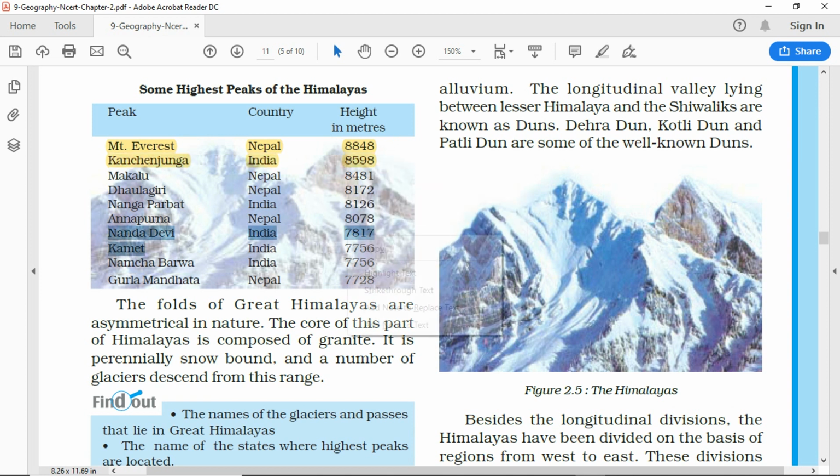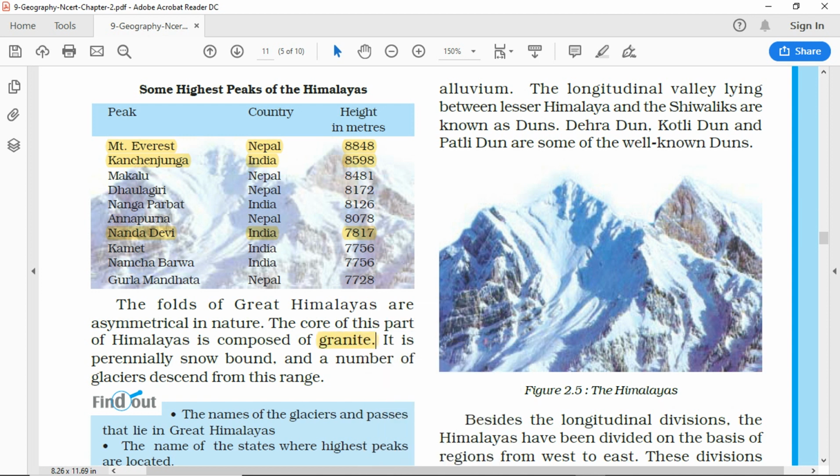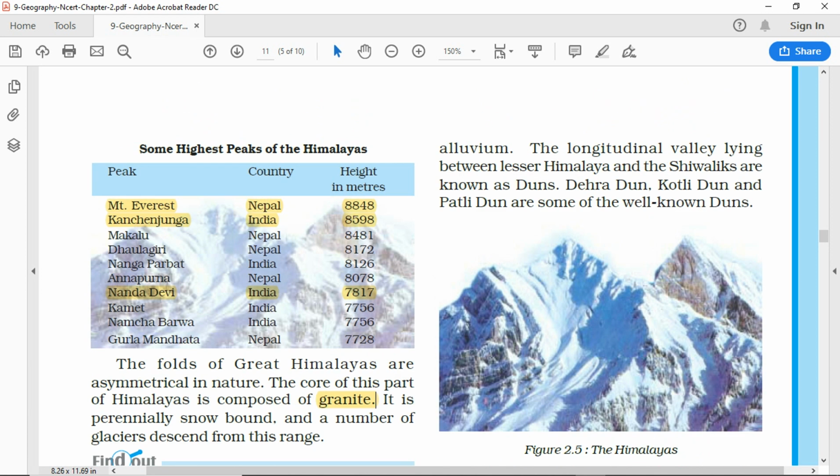The folds of Great Himalayas are asymmetrical in nature. The core of this part of Himalayas is composed of granite. It is perennially snow-bound, and a number of glaciers descend from this range. Alluvium. The longitudinal valleys lying between Lesser Himalaya and the Shiwaliks are known as duns. Dehra Dun, Kotli Dun and Patli Dun are some of the well-known duns.